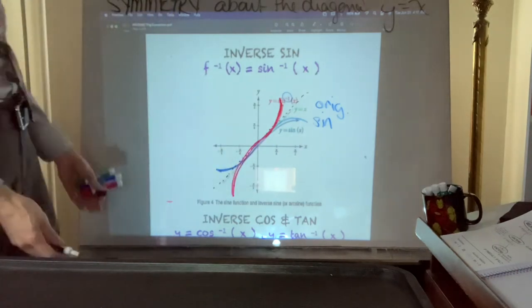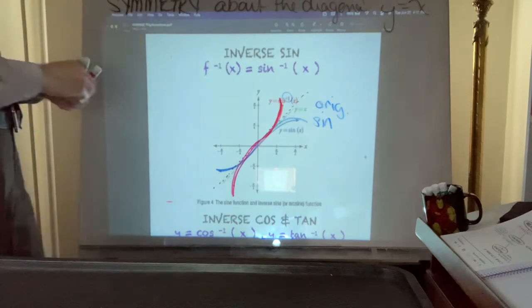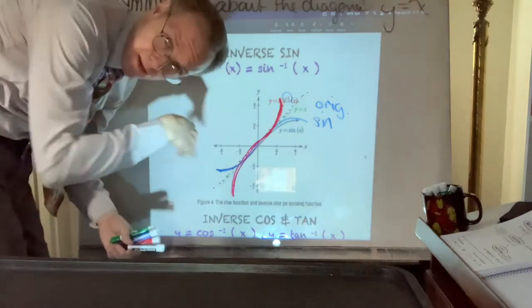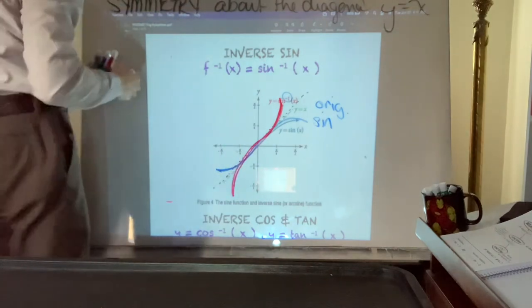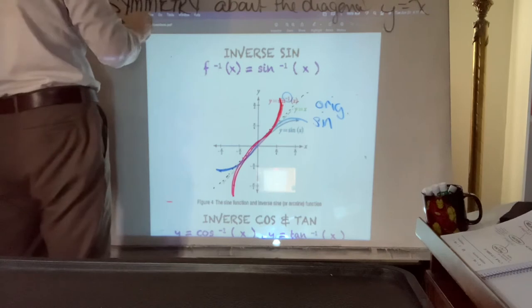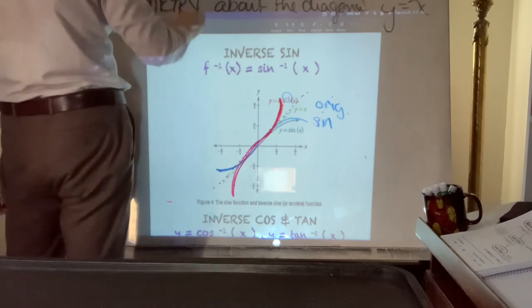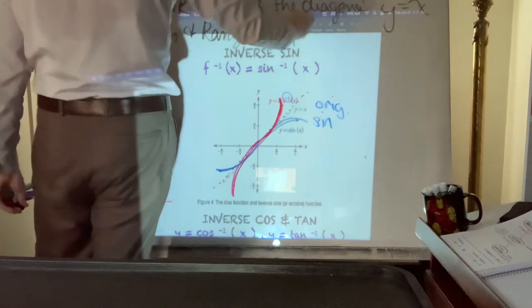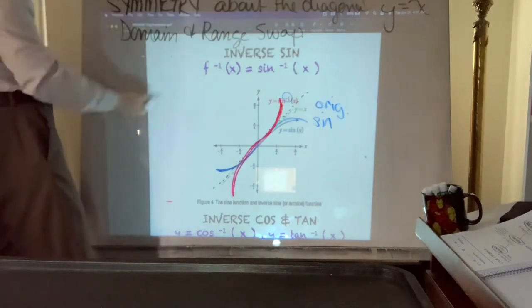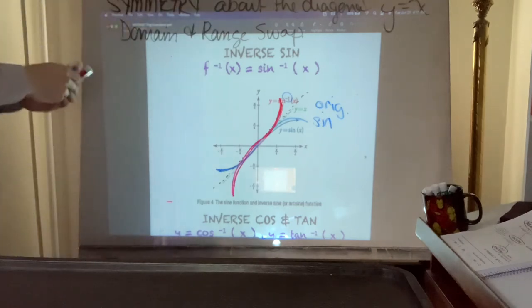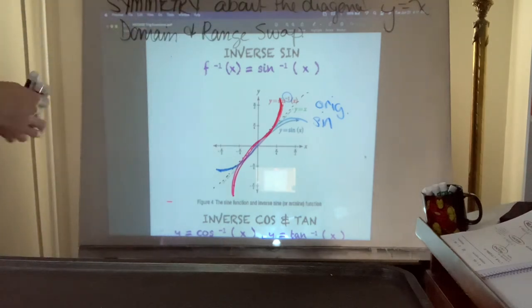It looks like a mirror image on either side. Essentially what that means in terms of the values of x and the values of y, the domain and the range, is that they swap. So what was in the domain becomes the range for the inverse, and what was in the range becomes the domain in the inverse. And that's true in all cases of inverses.